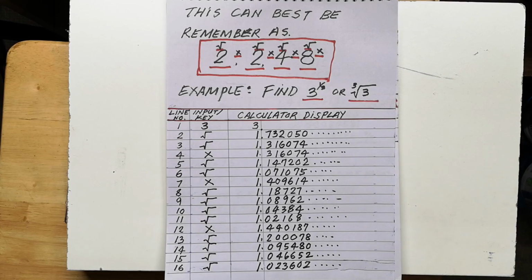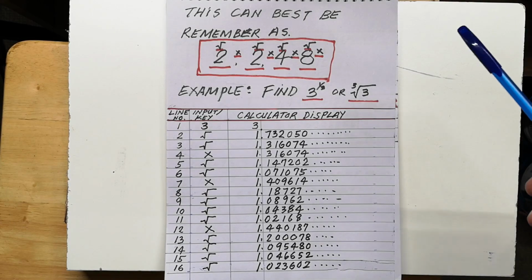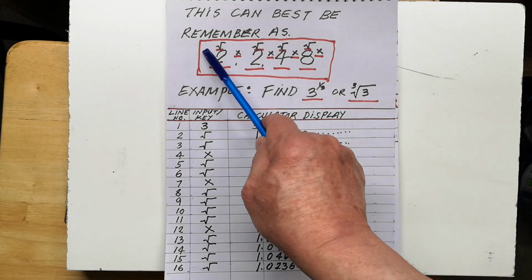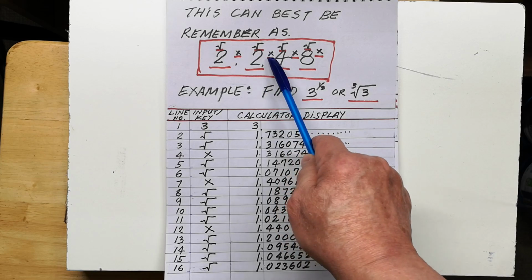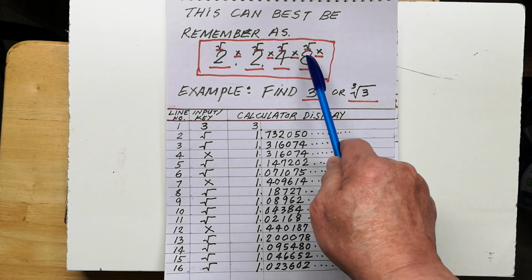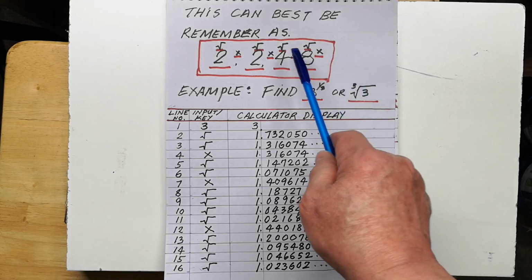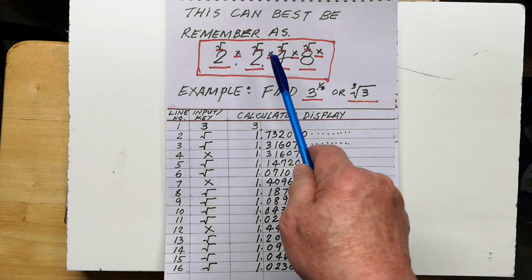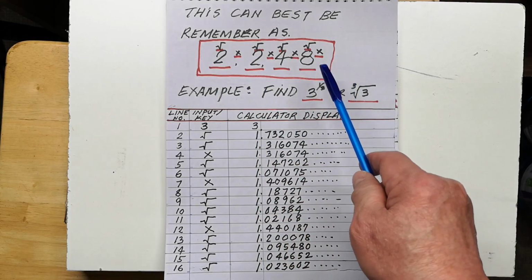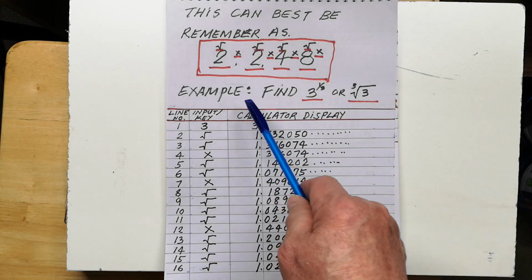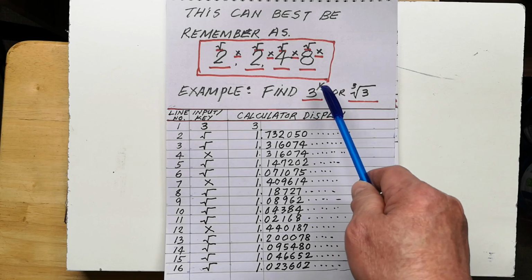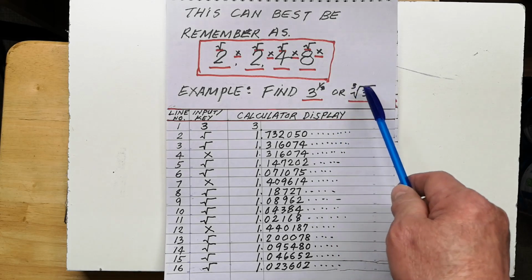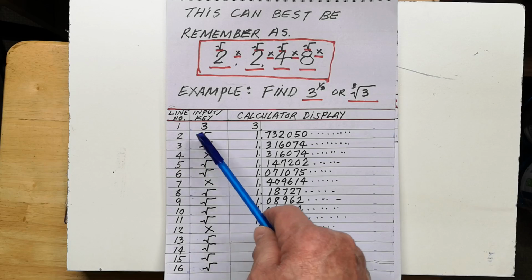This method is best remembered as 2, 2, 4, and 8. It's 2 and multiply, 2 and multiply, 4 and multiply, 8 and multiply. And those numbers 2, 2, 4, 8 are the number of times you press the square root sign. For example, as shown in the video, the cube root of 3 is listed here in this table.